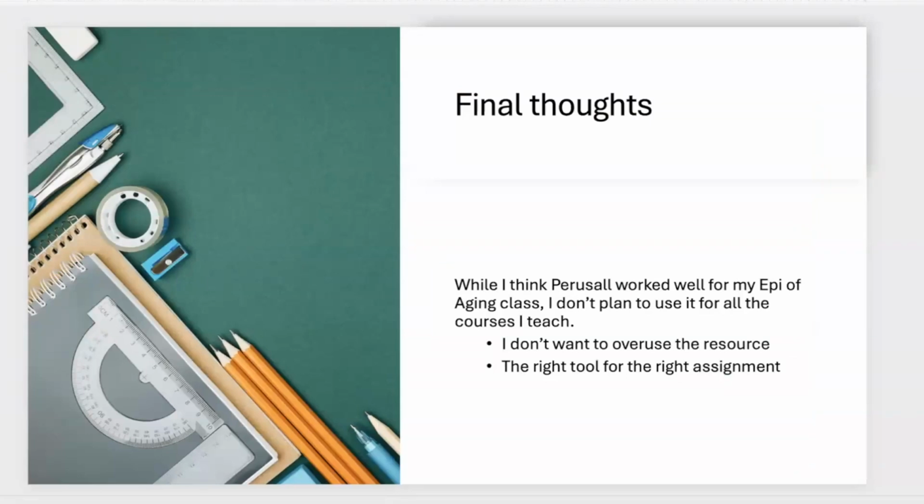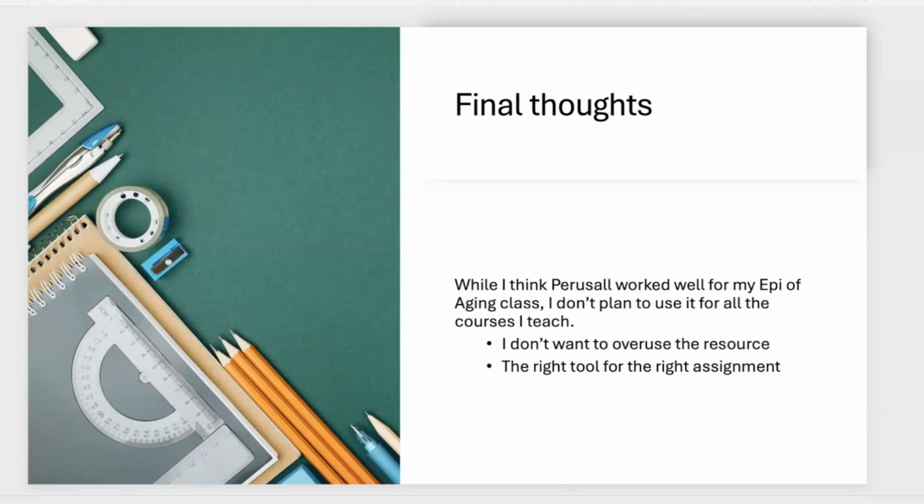Now, I want to clarify that I think Perusall worked really well for my Epi of Aging class, because what I needed them to do was read scientific literature, understand it, contextualize it to the lesson and discuss it. So for a fully asynchronous class, for the purposes of my class, it worked really well, but I don't plan to use it everywhere. I'm going to use it in my general Epi class because they also read literature, but I'm not using it everywhere.